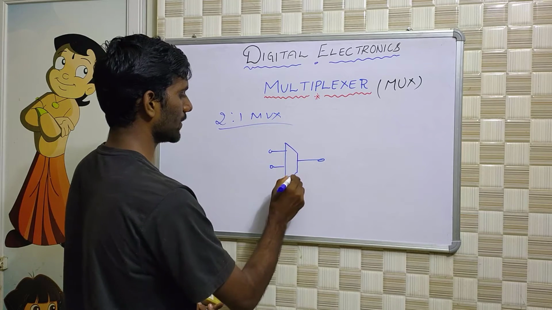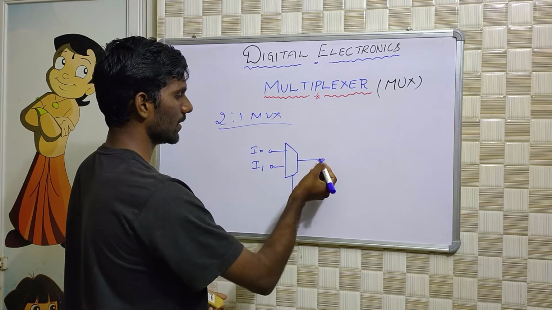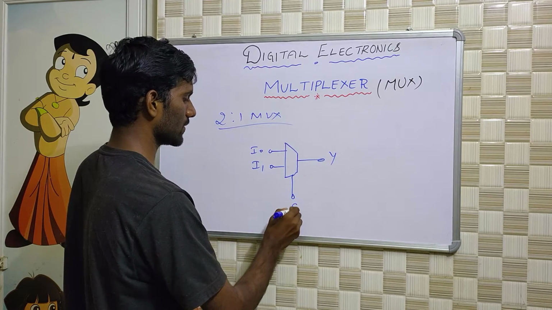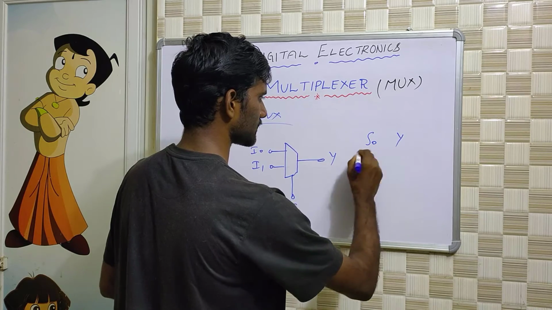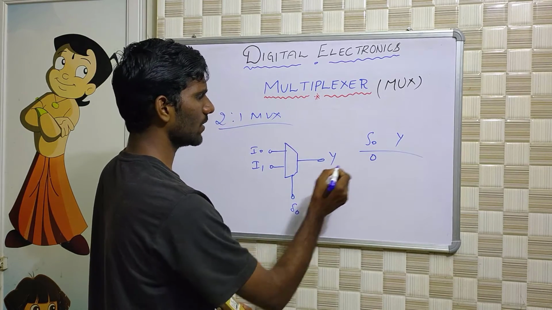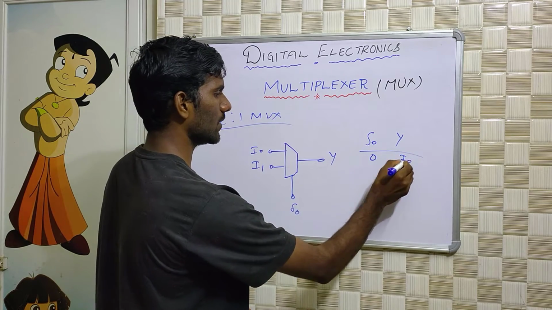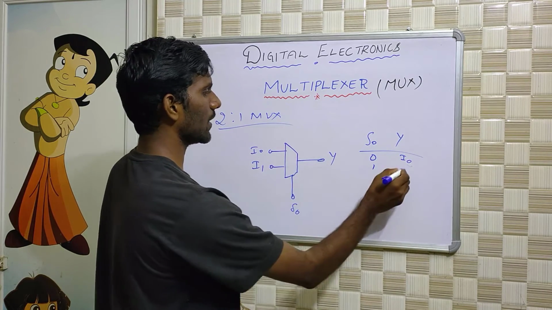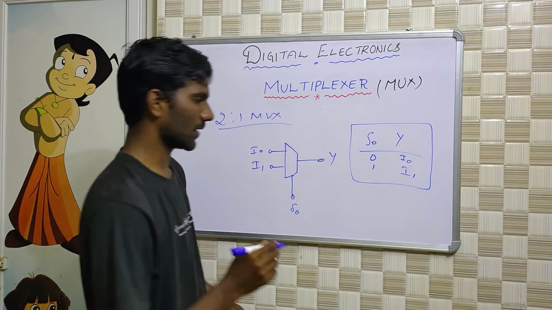So one output line, so only one selector line. So I0, I1, output will be Y, and selector S0. If S0 is 0, then output will be I0. If S0 is 1, then output will be I1. So this is a simple 2 by 1 mux, right?